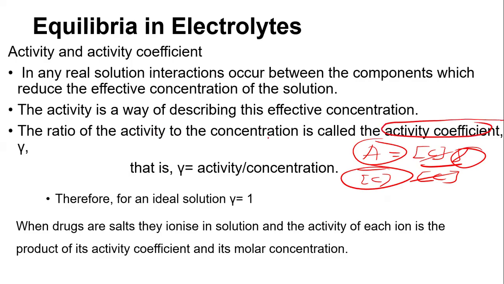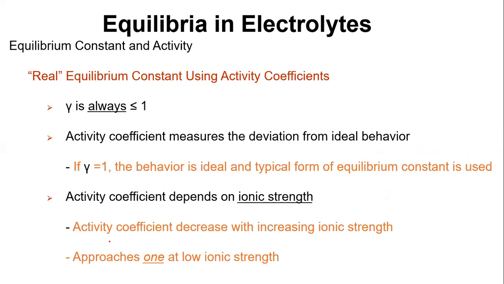Some of these things we don't have to chew. Now, if the solution is ideal, the activity coefficient is equal to 1, right? When ions are dissolved in an ionic solution, the activity of each ion in the solution is the product of the activity coefficient and the molar concentration. So if we want to find the activity, which is the effective concentration, always what we do is multiply the concentration by the activity coefficient. Very simple.